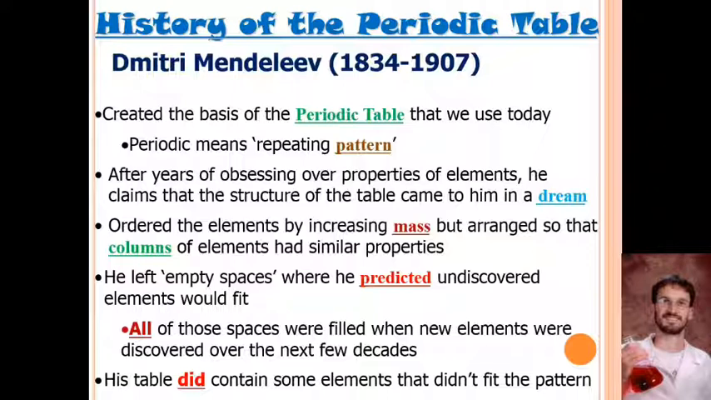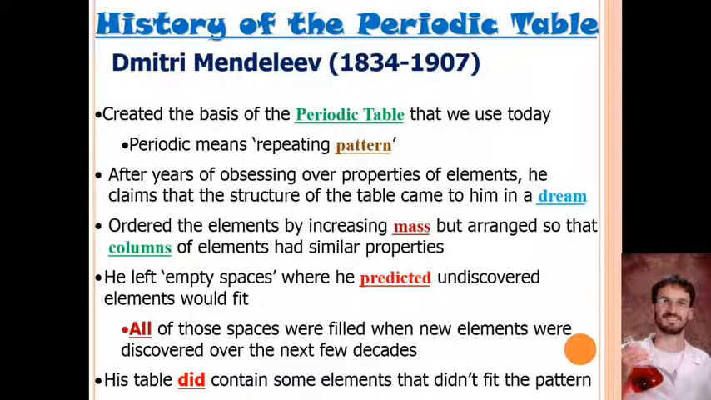And to his vindication, because he had a lot of people that were naysayers and saying that he didn't really figure things out, all of the spaces that he left, all of the things that he predicted, ended up being filled. It wasn't perfect, though, and that's why I said he didn't create the table the same way that we use today, because there were some outliers. There were some elements that didn't quite fit into the pattern.